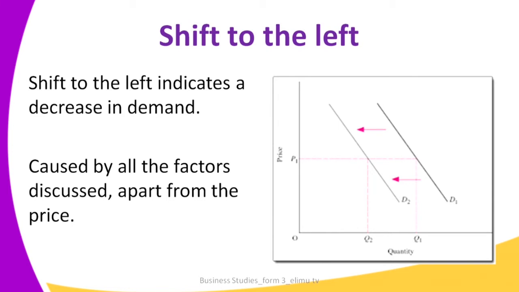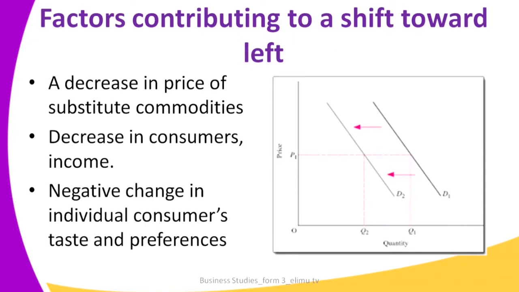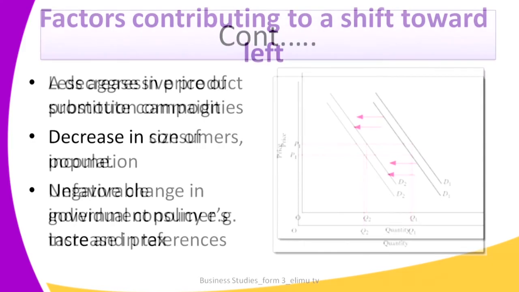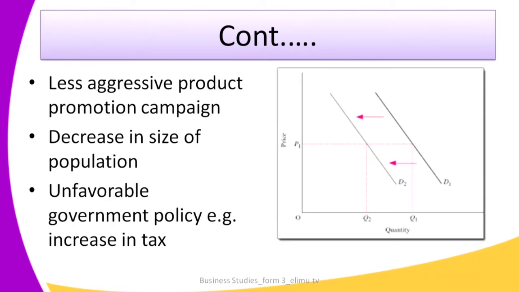We continue with the factors that make the demand curve shift towards the left, and the other one would be less aggressive product promotion. This is whereby a company becomes reluctant in advertising its product, and failure to do that makes the demand of the product go down, or the demand curve shift towards the left.